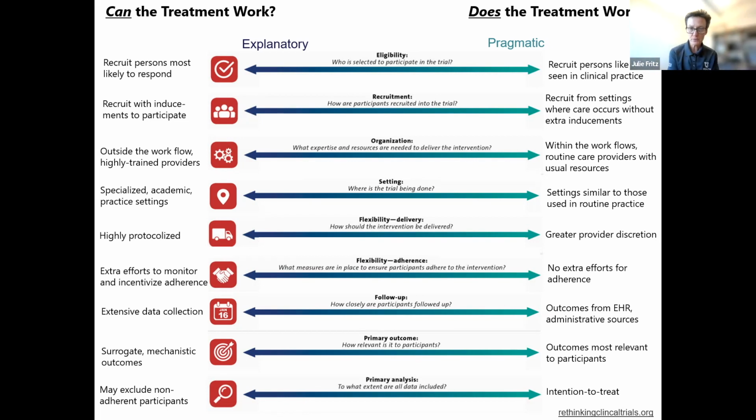The primary outcome is an important domain. How relevant is it to participants? Or are surrogate mechanistic outcomes being focused on? And then many of us who live in the research world understand this distinction in terms of how the analysis is handled and whether an intention to treat principle is used, which recognizes that regardless of adherence of participants, they need to be reflected in the outcomes of a study.